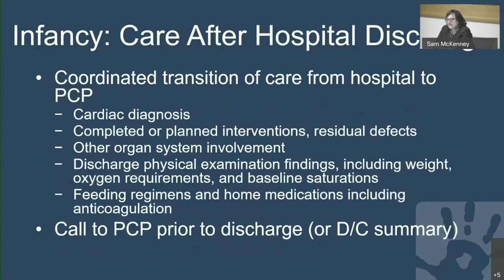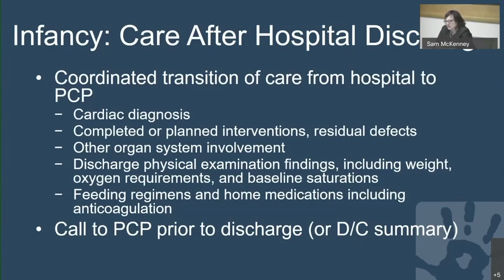Infancy, particularly related to care after hospital discharge, is probably one of the most important times where a primary care physician can get involved. And so it's of extreme importance that we have a coordinated transition of care from the hospital to the primary care provider. And obviously that falls on us as the providers in the hospital to help coordinate this care.